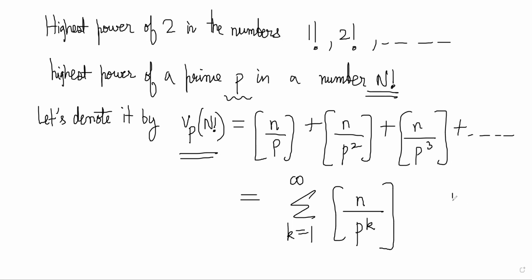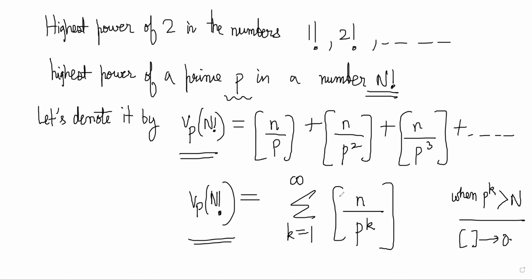Notice obviously that when p^k becomes greater than n, the floor will automatically vanish. The floor tends to 0 because it will become a fraction less than 1, right? So this is equal to Vp(n!). You can verify this result for any value of n and p. The idea is that suppose we take 5 factorial. 5 factorial is 5 into 4 into 3 into 2 into 1, right?